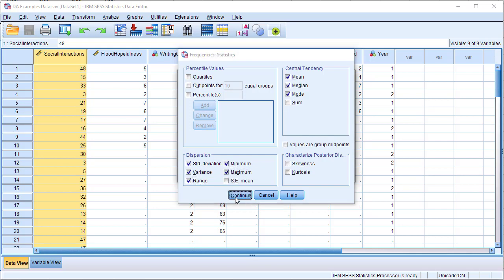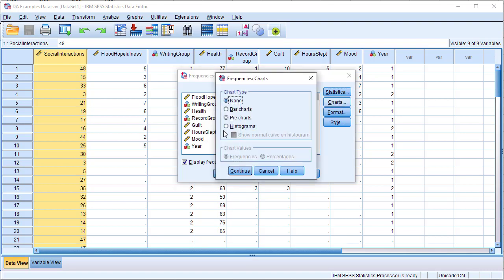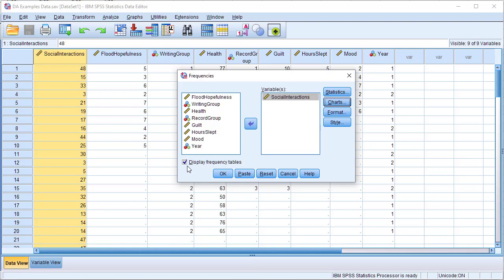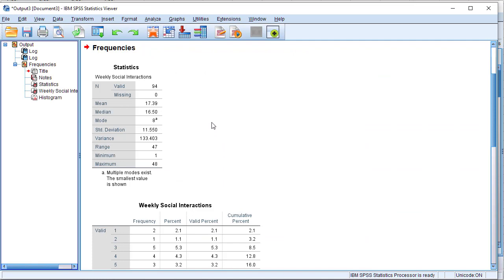Let's go to Continue, and let's ask SPSS to produce a histogram, and click Continue. It's automatically going to produce a frequency table for us. If we click OK, we'll get some output. And here's our output. We have 94 cases. The mean of the 94 people who reported their social interactions was 17.39. So on average, there were 17.39 social interactions per week.